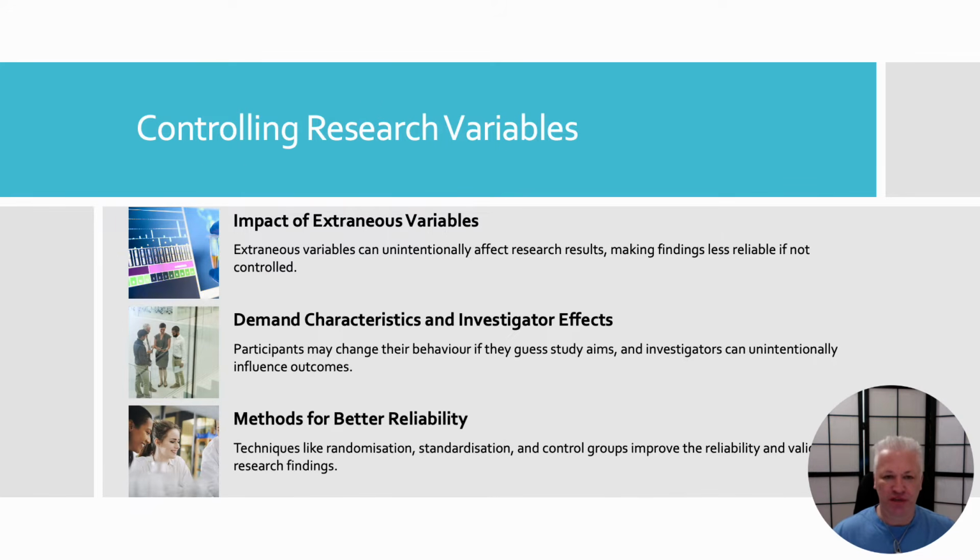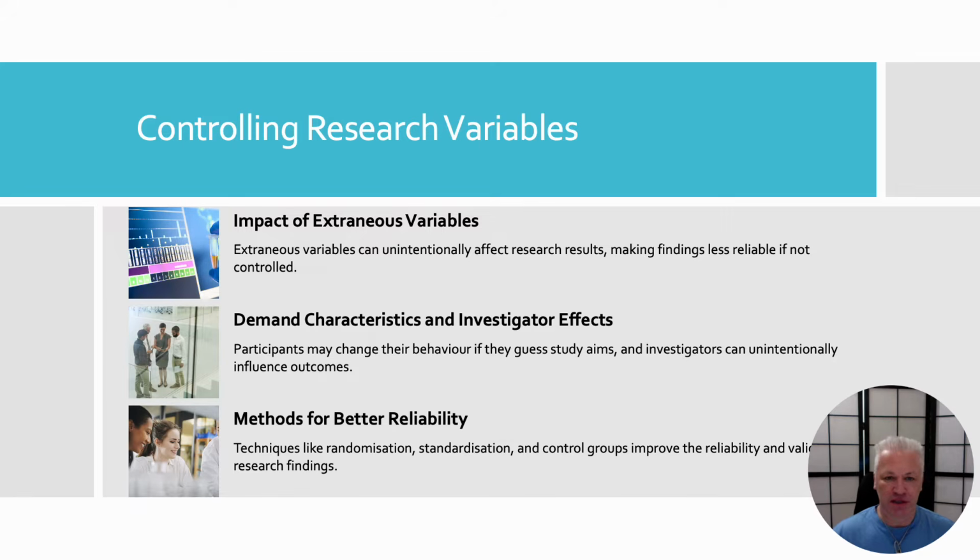And when an extraneous variable systematically affects the results, it becomes a confounding variable. So if there's an extraneous variable that you haven't controlled for, it can confound the results, and therefore it makes it sort of impossible to conclude that the IV caused changes in the DV.